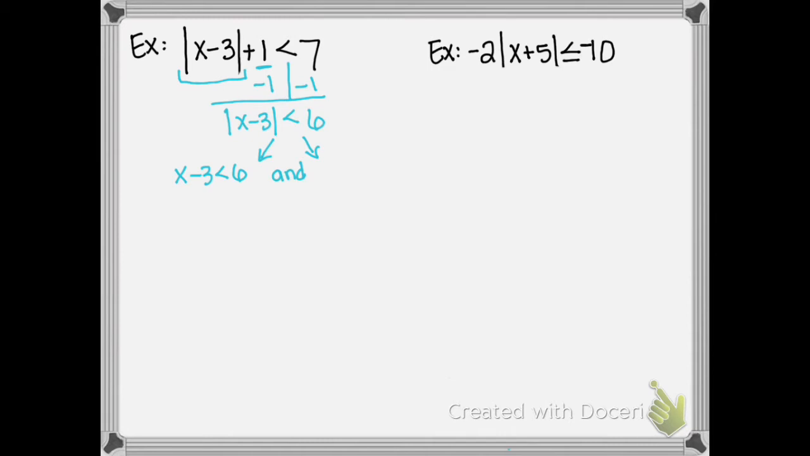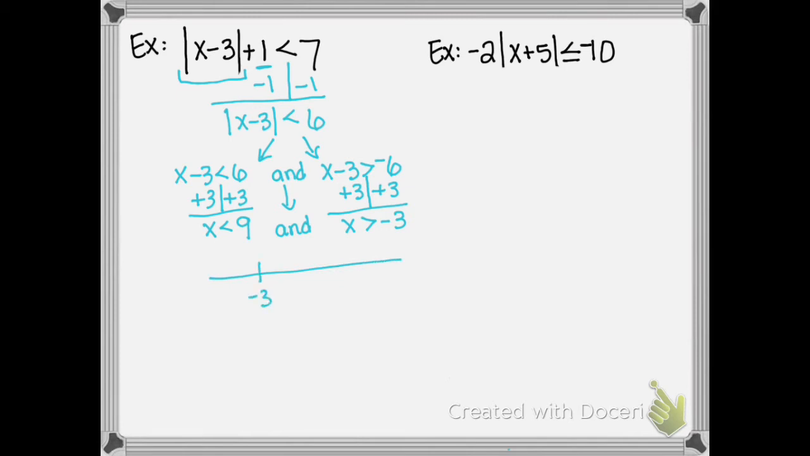When I recopy it, I'm going to copy what's inside the absolute value, but I'm going to switch the inequality and change the sign. Then I can solve each individually. I have x minus 3 less than 6. I'm going to add 3 to both sides to cancel subtraction, and we will get x less than 9. And over here we have x minus 3 greater than -6. We're also going to add 3 to cancel that subtraction, and we will get x greater than -3.